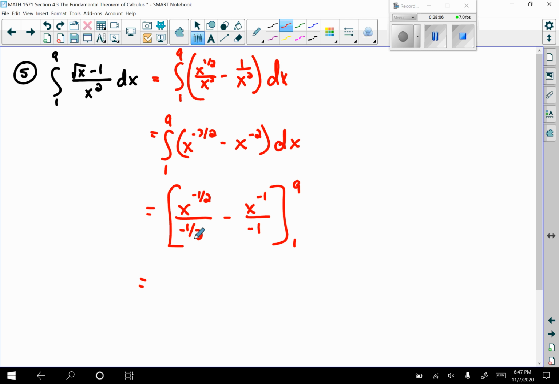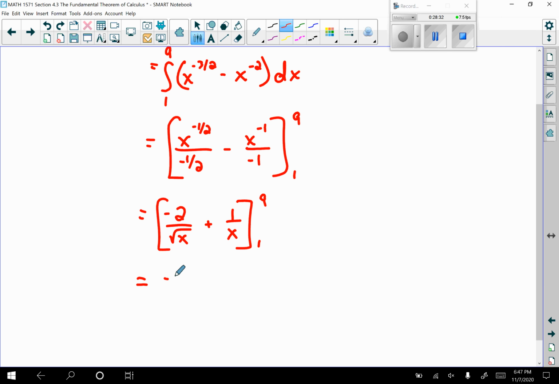So let's clean this up. We're going to multiply by the reciprocal here. So this becomes negative 2. And then to be able to evaluate this, I'm actually going to flip that back down. So this becomes over the square root of x. And then this will become a minus a negative 1 here. We're actually going to get a plus 1 over x. Again, we'll substitute in the 9 and the 1.